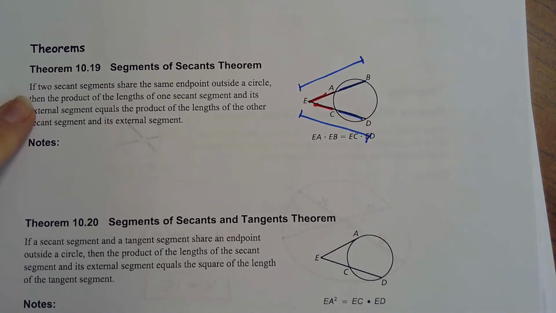So it says if two secant segments share the same endpoint outside of a circle, then the product of the lengths of one secant segment and its external segment equals the product of the length of the other secant segment and its external segment. Okay.